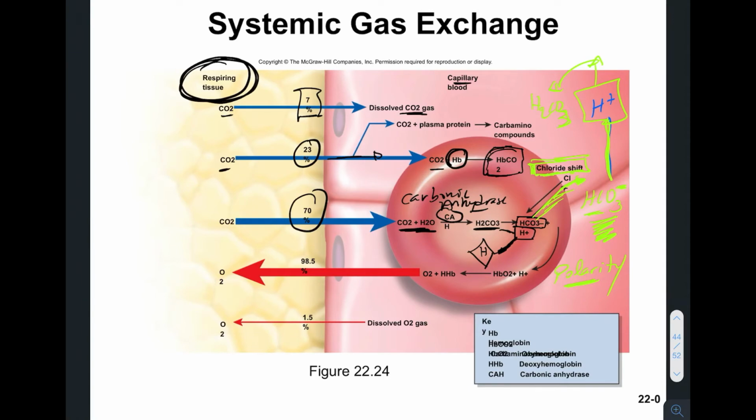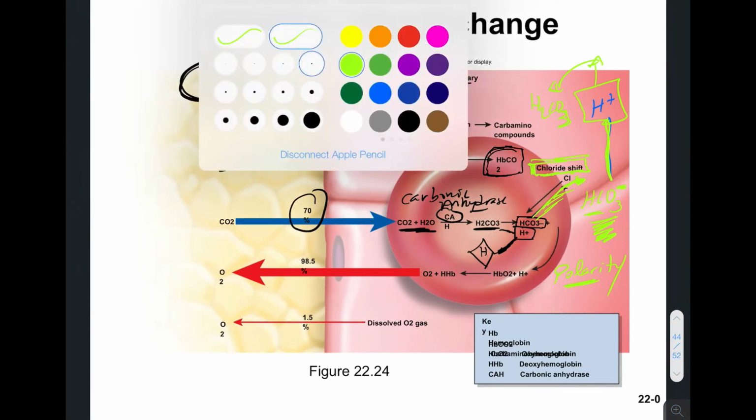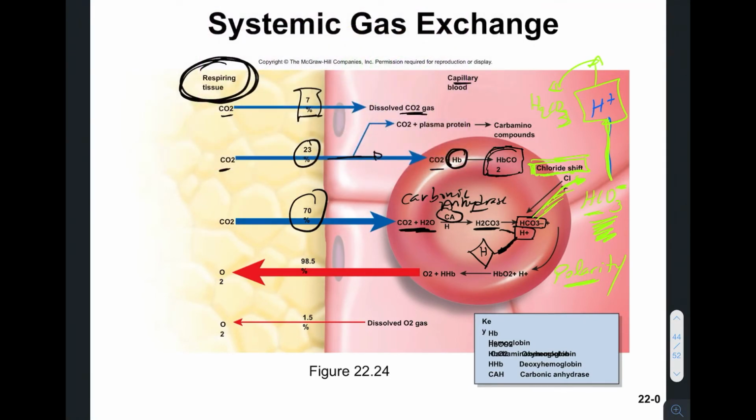What about oxygen? Well, oxygen, easily enough, what we're going to do is take the oxygen that's bound to hemoglobin, and the hemoglobin will dissociate from it, and it'll let the oxygen flow out of the blood to the respiring tissues that of course need that oxygen to make ATP.